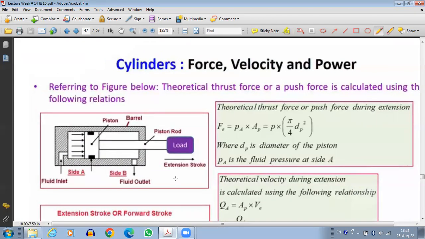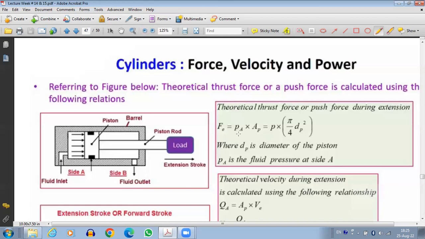Okay, so let us see for the case here. When we have an extension stroke, the fluid enters at side A, and the fluid at side B goes out. So we have a fluid inlet at side A, and a fluid outlet at side B. We have a piston here in the center, then the barrel of the cylinder. The piston is connected by a piston rod to the load, and we have an extension stroke here.